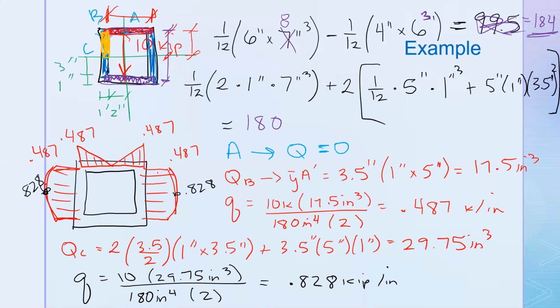Questions? Just the Y bar for the QC, the first one, the first part. I'm not sure how we get to 3.5. Okay. So our neutral axis is here. 3.5 is the distance to the center line of that piece. This distance here is 3.5. And that's the height of our area that we're looking at, right? This side here has a height of 3.5. Therefore, the centroid of it has to be half of that. Good question. Anything else?